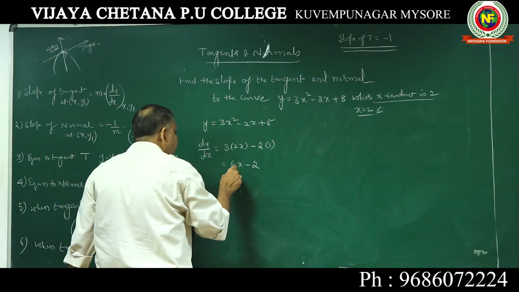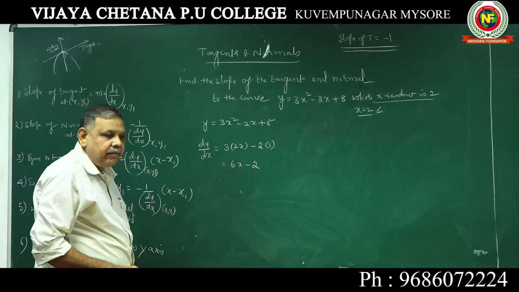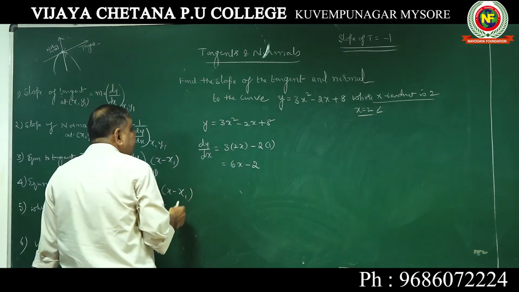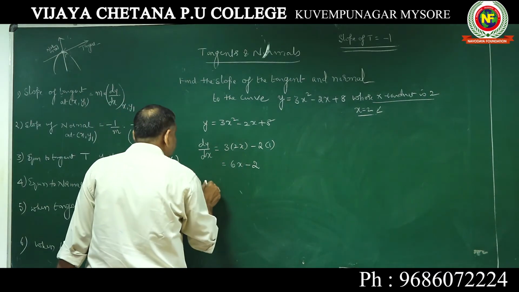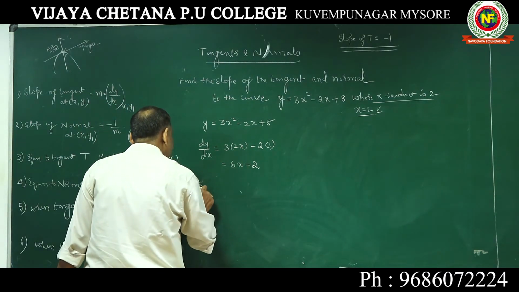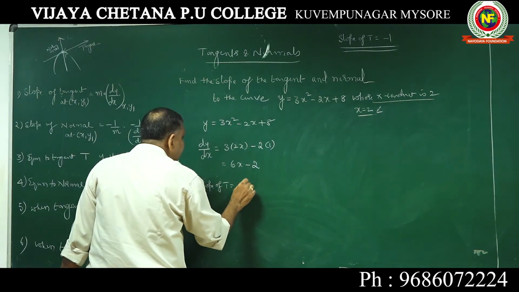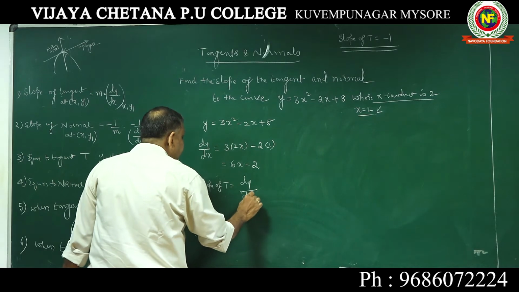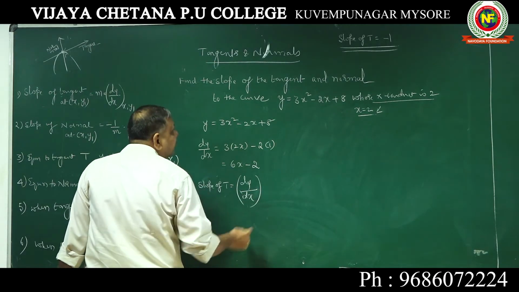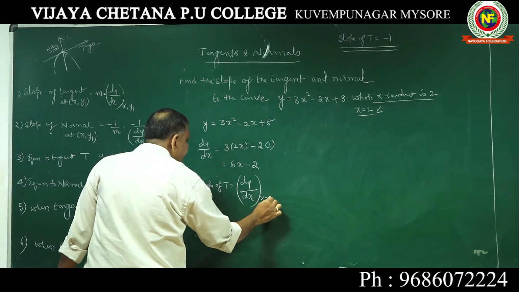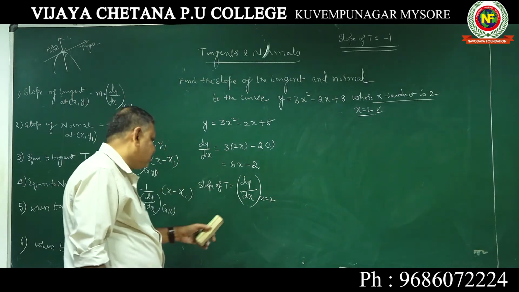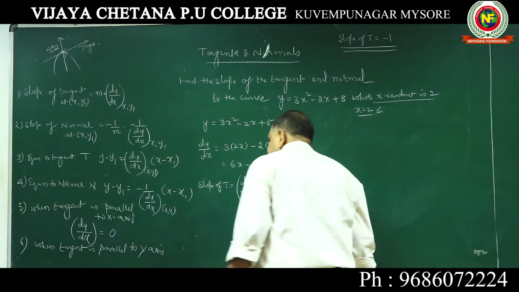Right? Straight away also you can write 6x minus 2, but you have to find out slope of tangent at x equal to 2. So slope of tangent is dy by dx at this particular point x equal to 2. We do not have y yet. Sometimes you should take x1, y1, but here they are asking only the x coordinate.